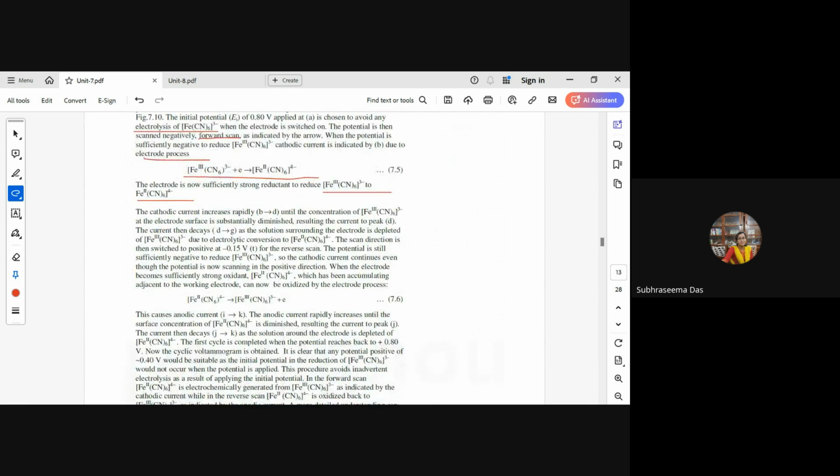The cathodic current increases rapidly until the concentration of Fe(CN)6 3- at the electrode decreases totally, resulting in a current peak, that is D. The current then decays as the electrode is depleted due to the electrolytic conversion of Fe(CN)6 3- to Fe(CN)6 4-. Now the scan direction is switched to positive for the reverse scan.